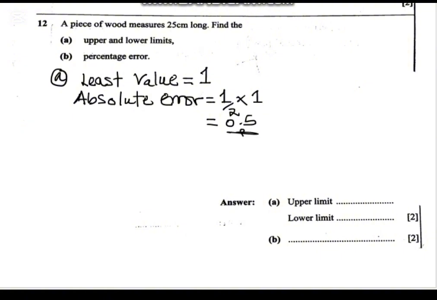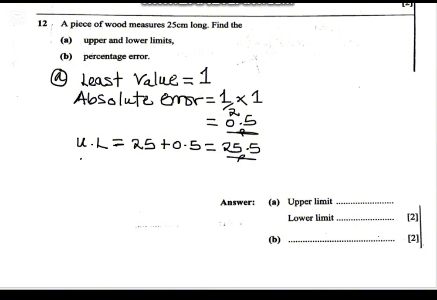Then after getting the absolute error, what we now need to get is the upper and lower limits. So I'll start with upper limit. So how do we get upper limit? I'll denote upper limit as U.L. Upper limit is equal to, so we'll get the number 25, the measurement, then add the absolute error to this number. So plus 0.5, and this equals to 25.5. So that is our upper limit.